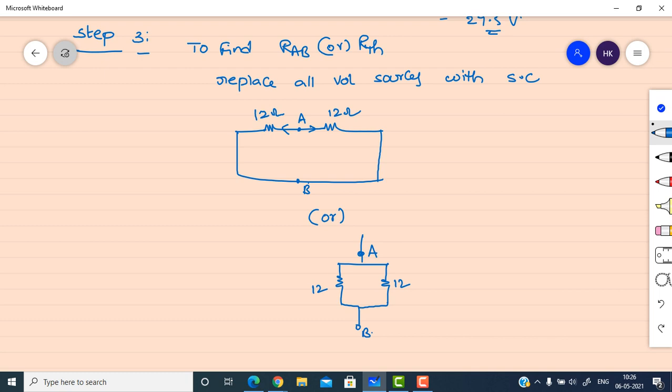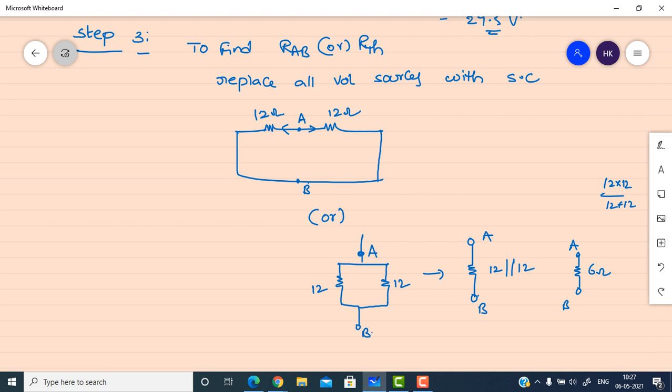Now you can look at this one. Between A and B terminals, the two resistors are in parallel. 12 parallel 12. What will be the value? 12 parallel 12. 6 ohm, right? 12 into 12 by 12 plus 12. Now we have RAB also.